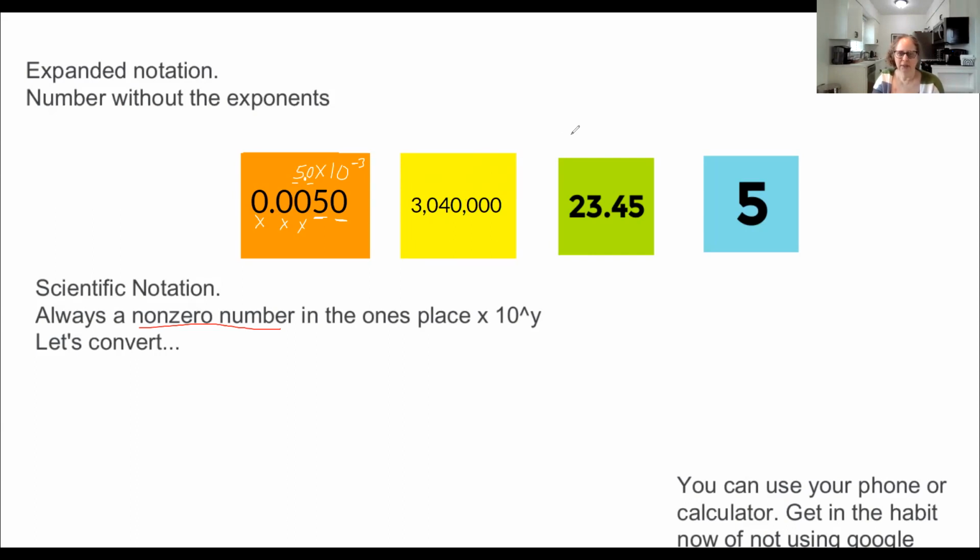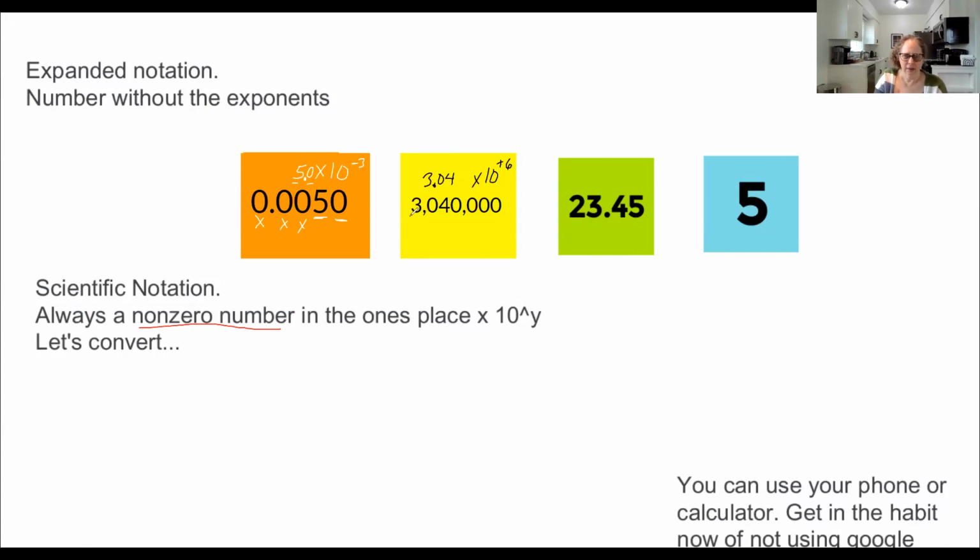Hey, 3,040,000. Where do I know the decimal place is estimated? There. Where do I need to get it? Over here, so that there's only 1 number in the ones place. 1, 2, 3, 4, 5, 6 hops, 10 to the 6. Was it a big or a small number? It's a big number, so it's positive. Something times 10 to the 6, 3.04. And then let's check our sig figs.